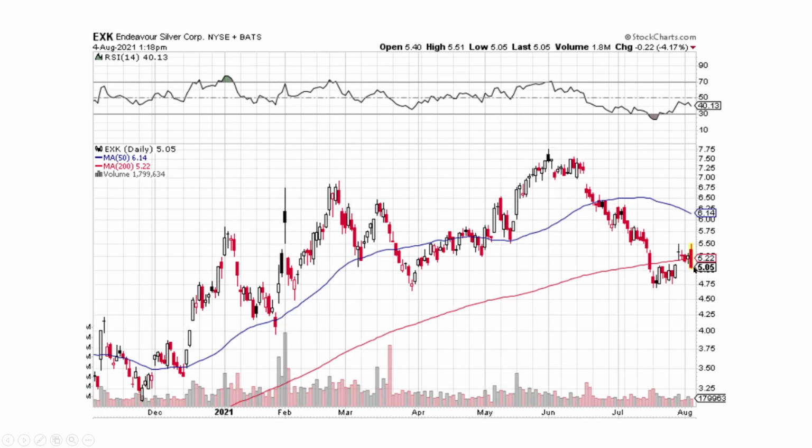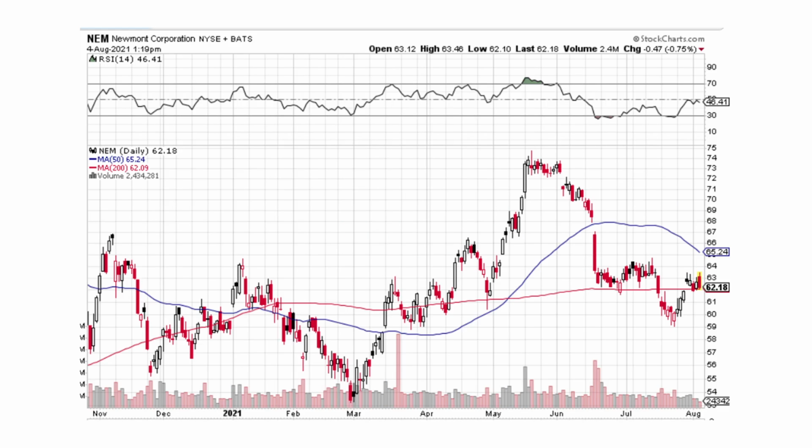Endeavor Silver, bearish engulfing, typically means you want to go lower on this very short-term basis, but we've got a bullish engulfing here and some big candlesticks in here, so it's a battle between the buyers and sellers right now. And I don't know who's going to win. We're going to have to wait and see. Newmont, bearish engulfing, could potentially head lower. Battle's going on right now.